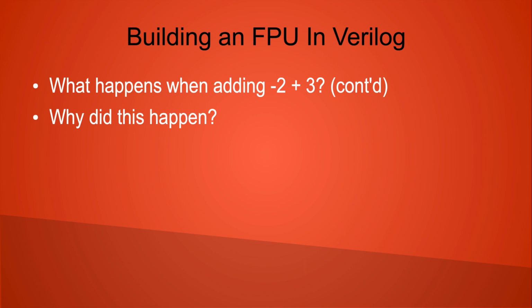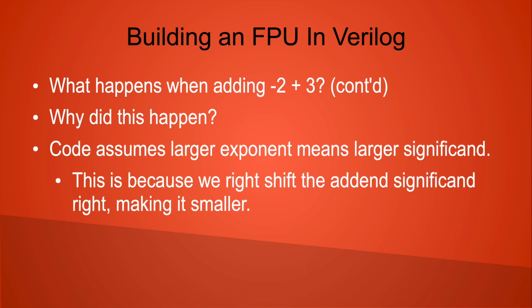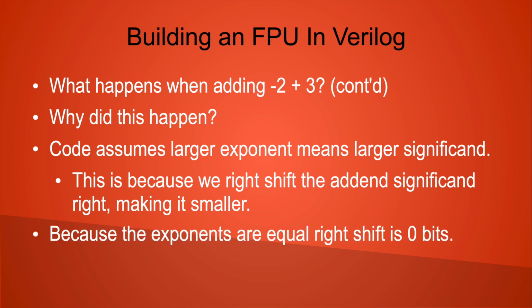Why did we get a negative result? The assumption was that the code makes the operand with the larger magnitude the Augend and the operand with the smaller magnitude the Addend. This did not happen in this case because the exponents are equal, and the else clause just assumes that when the exponents are equal, the first operand is always bigger than the second operand.